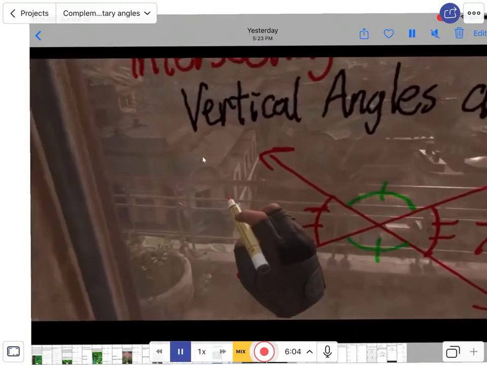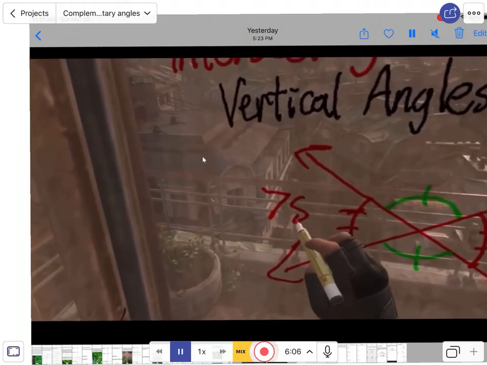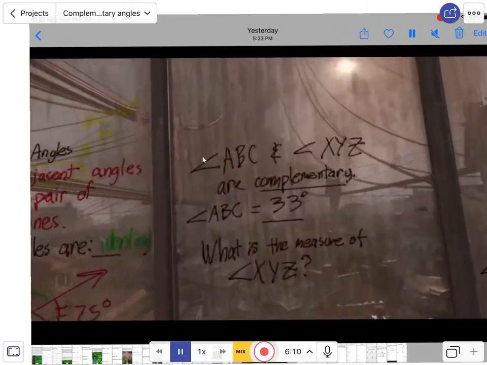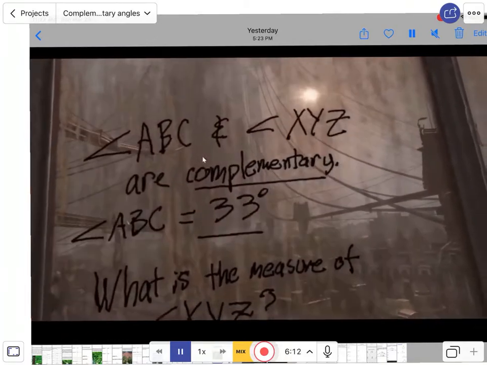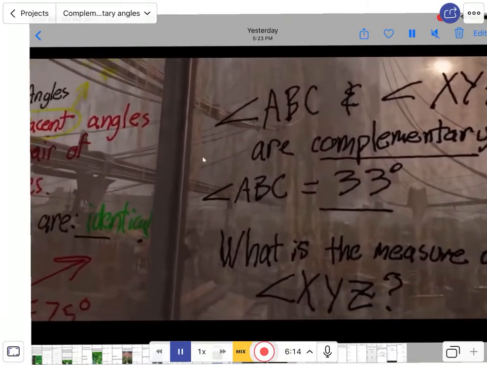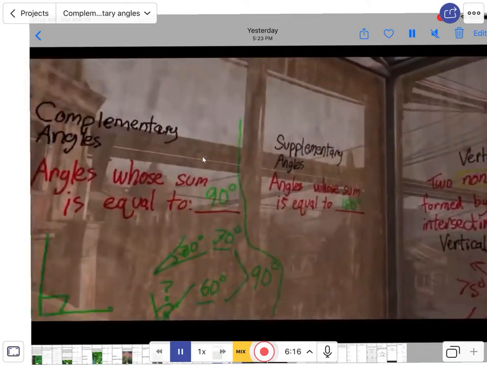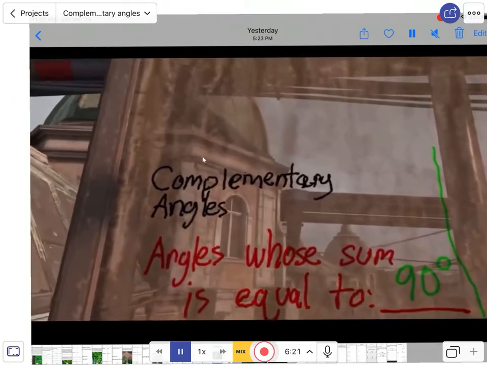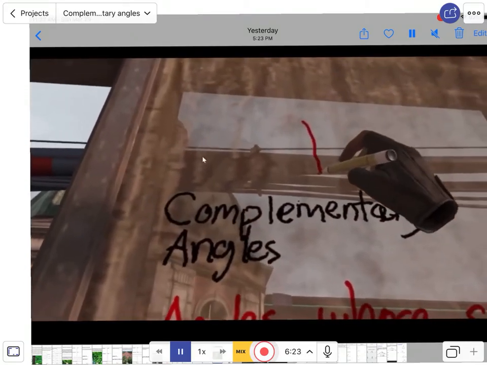If it's vertical to the other one, they're identical. That means this one is 75 degrees as well. Okay? So, use all this video to help you on the sheets for complementary angles, supplementary angles, and vertical angles. Alright? Let me know if you have any questions.